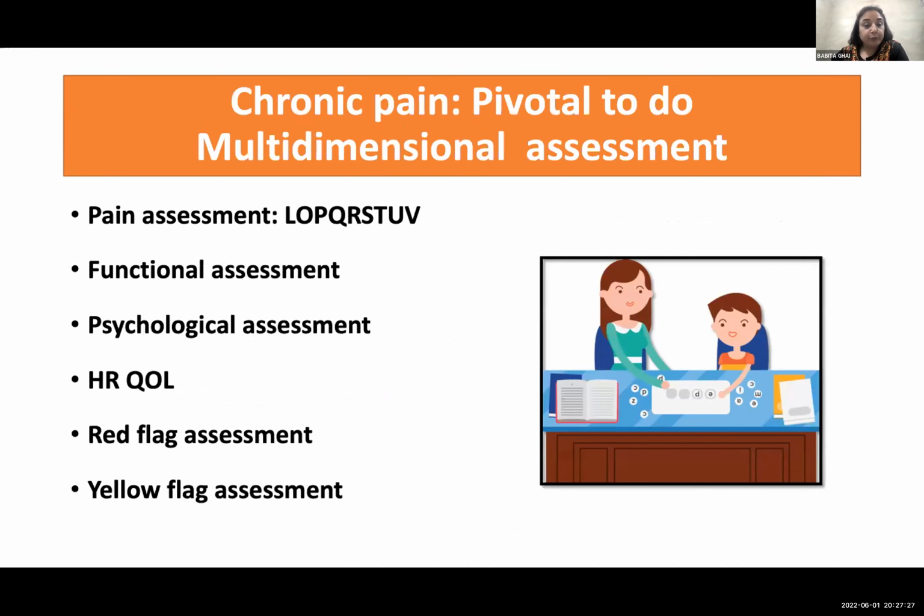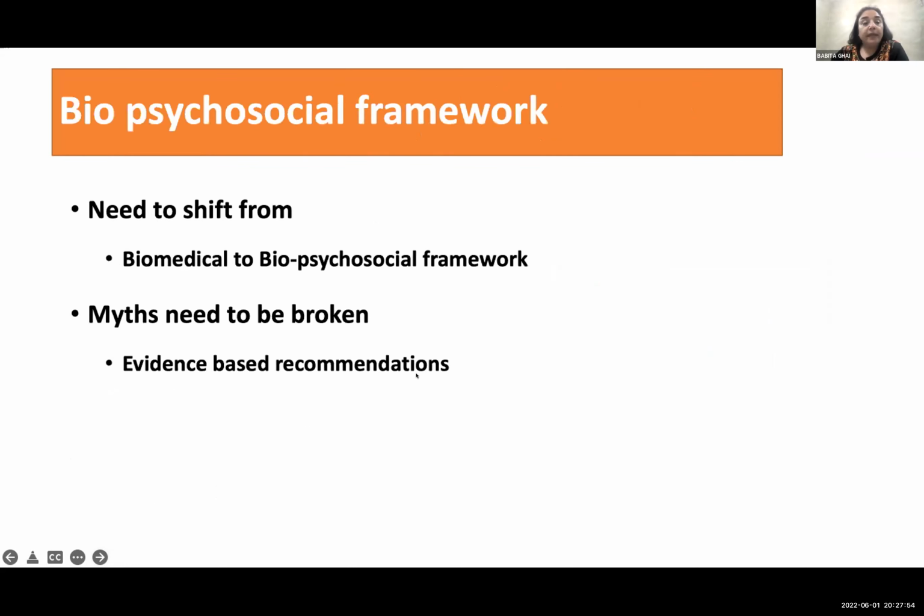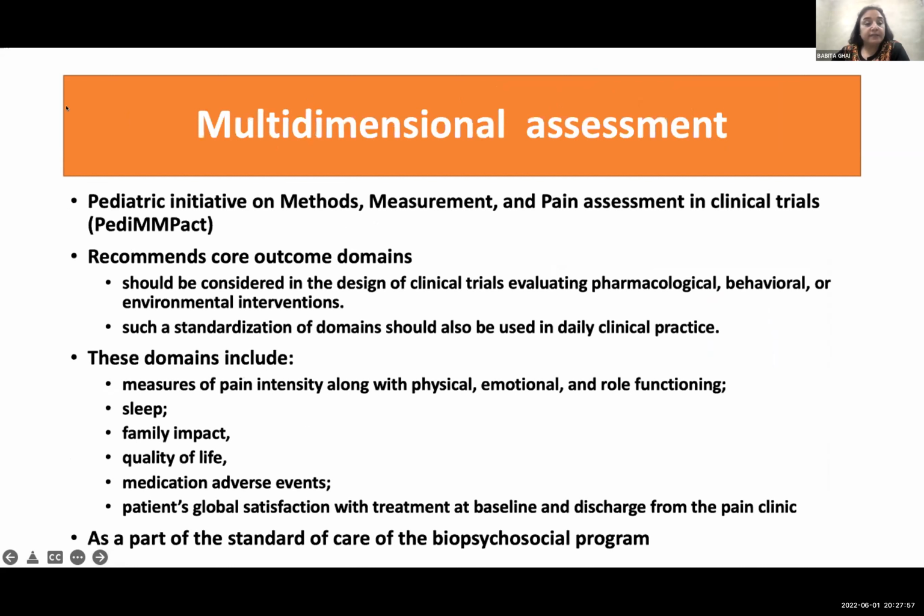For chronic pain, it is pivotal to do a multidimensional assessment. In acute pain, we may get away with unidimensional assessment of pain. However, for chronic pain, LOP, QRST, UV is usually the mnemonic which I follow, that is location, onset, precipitating event, quantity, quality, radiation, effect on sleep. So functional assessment, psychological assessment, health-related quality of life, and red flag or yellow flag assessment should also be done for chronic pain. The multidimensional assessment has been reported by the Pediatric Impact Group; we should have it for any chronic pain, especially in the pediatric patient.